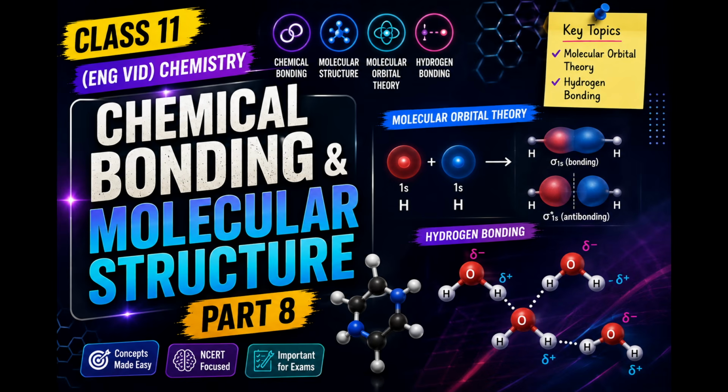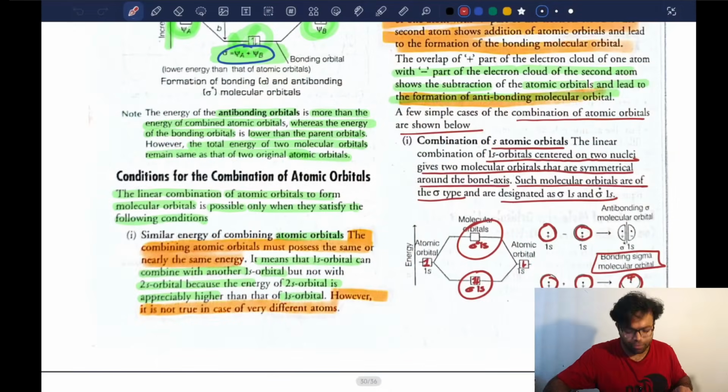Today we're going to do the next video on chemical bonding and molecular structure. Okay, so we have already done, I think we started with MOT and we studied the molecular orbital diagram for the H2 molecule. So we are going to continue with that in today's class. Most probably we'll finish this chapter. Okay, let's continue.